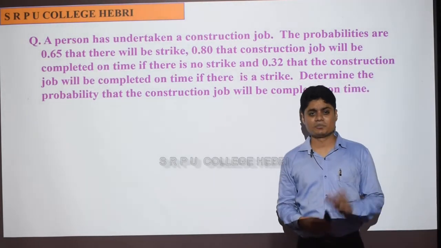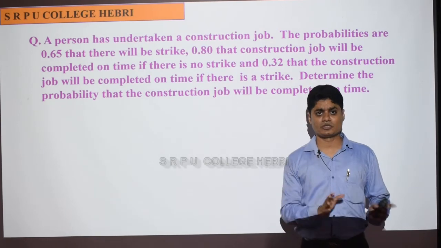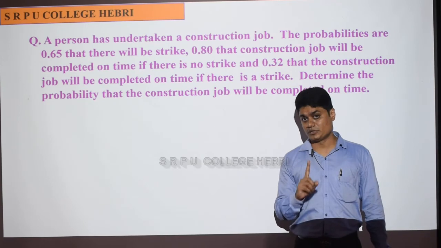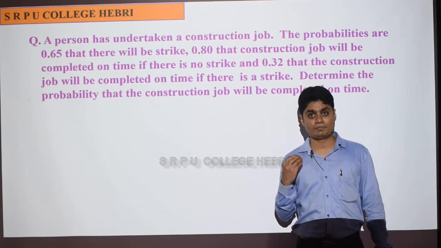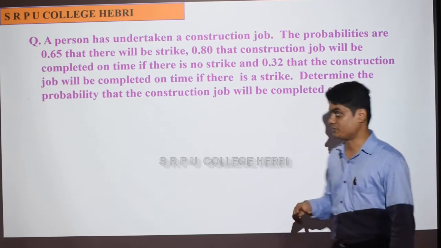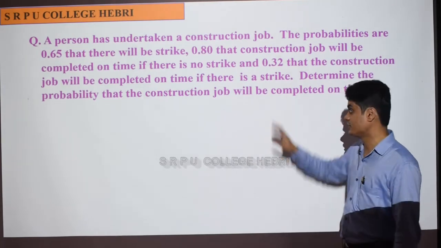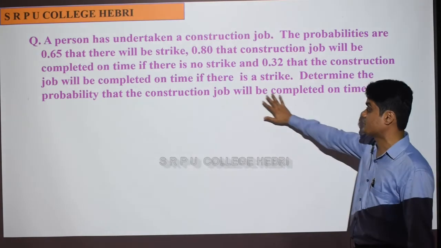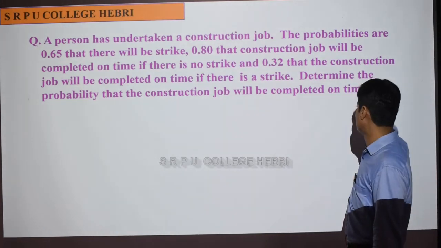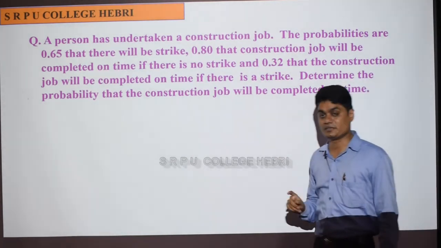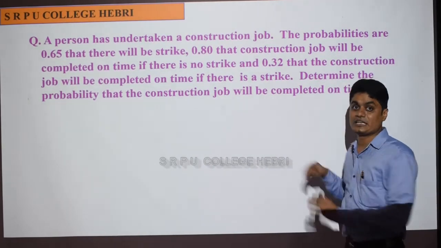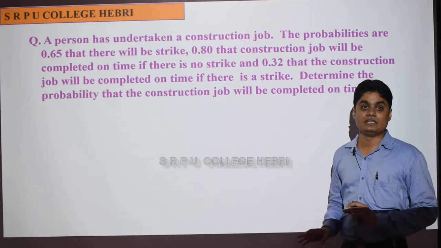See, the example may be a little difficult, to differentiate between a Bayes theorem problem and a total probability problem. But read 1 or 2 times, you can definitely identify whether this problem belongs to Bayes theorem or total probability. Let me tell you a trick to identify. See the last statement: determine the probability that the construction job will be completed. There is no condition here, even if there is a strike or no strike. That means probability of A.